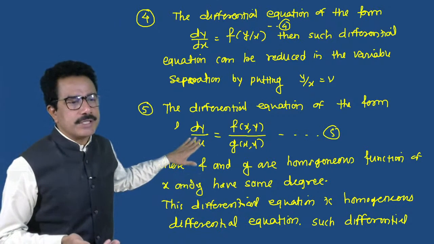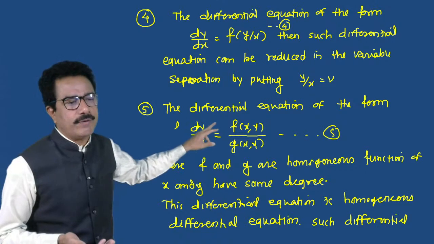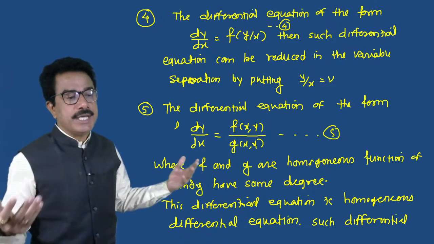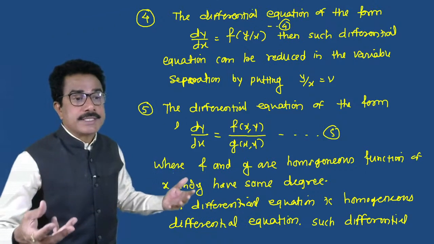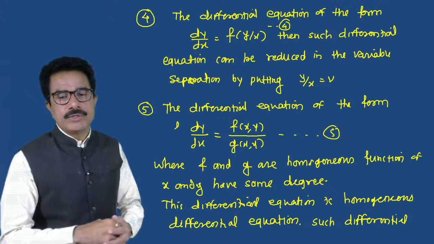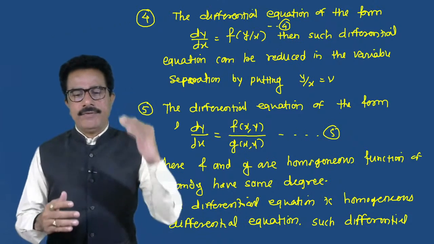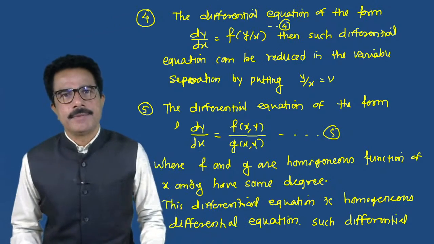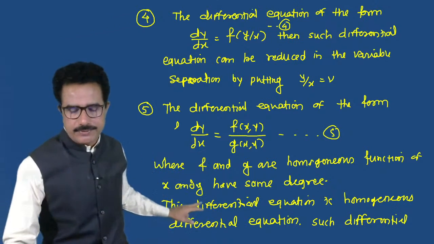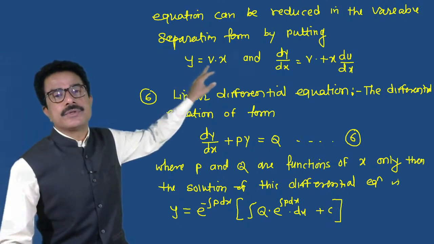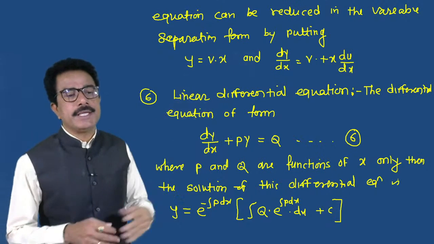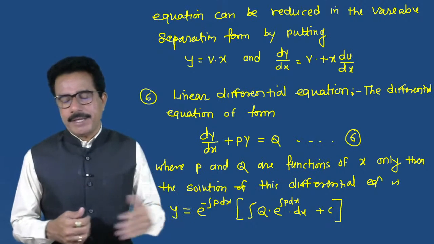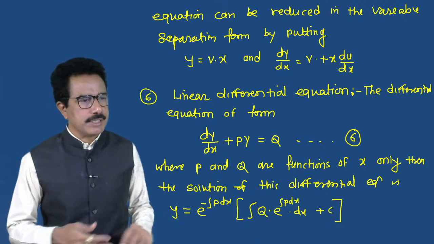The differential equation of the form dy by dx equals f of x comma y divided by g of x comma y, where f and g are functions of x and y, but particularly homogeneous functions. If f and g are both homogeneous functions, whatever the degree, then also we can solve this differential equation by putting y equals vx, that means dy by dx equals v plus x dv by dx, and again by separating variables we can solve this differential equation.